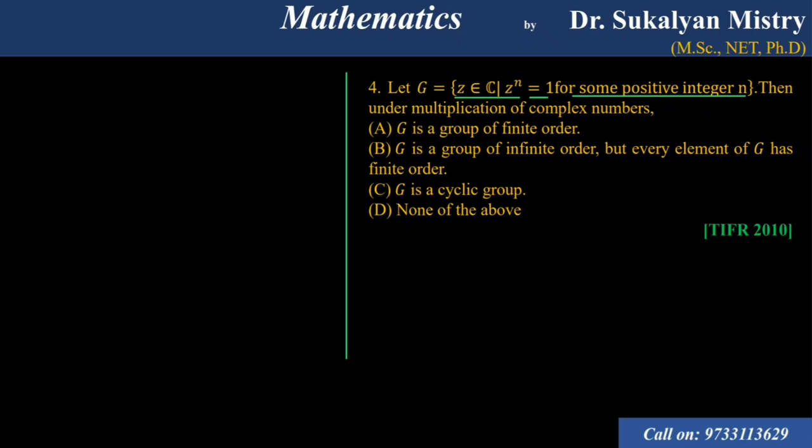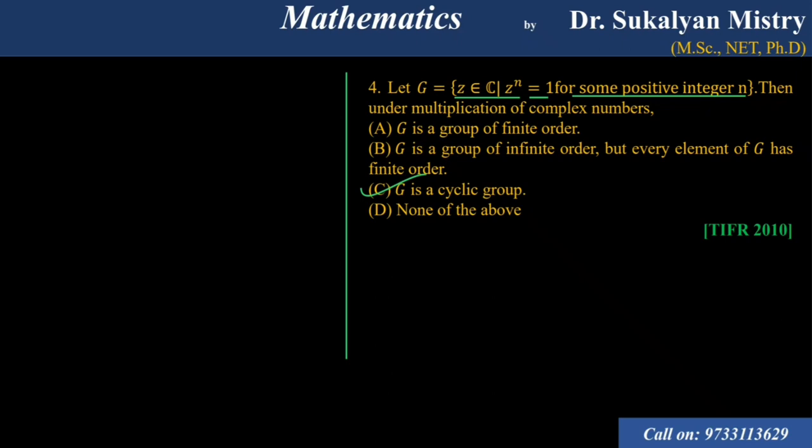So we know that the set of all nth roots of unity also forms a cyclic group under multiplication. That is a very important result. The set of all nth roots of unity forms a cyclic group under multiplication. So option C is correct.